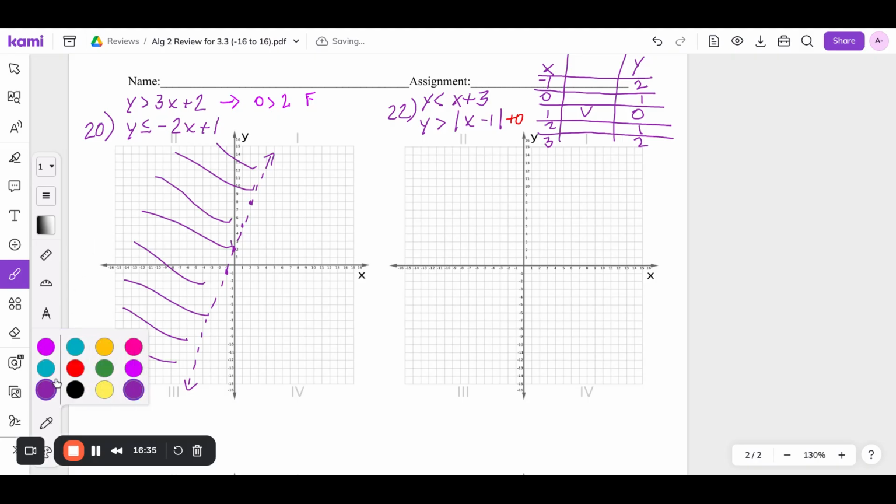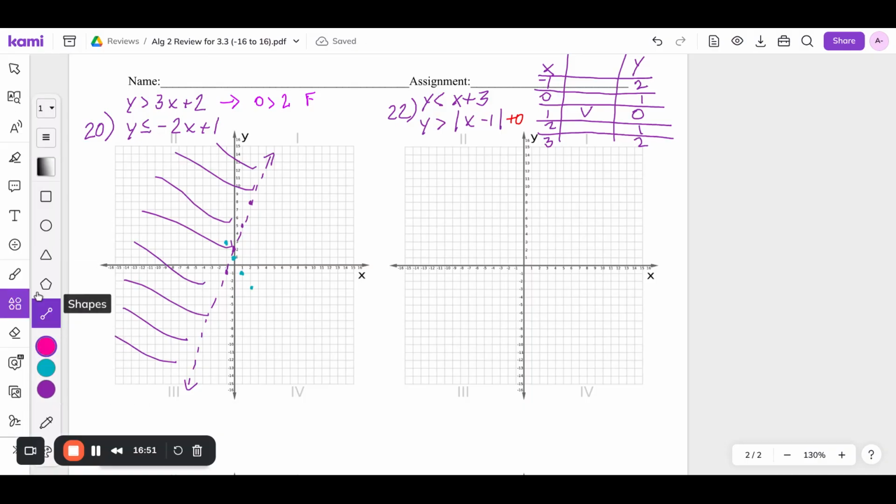All right, the next one. Y-intercept is 1. Slope is negative 2. So down 2 to the right 1, down 2 to the right 1, or up 2 to the left 1. It is solid because of the equal to. So I'm going to use my line drawer.